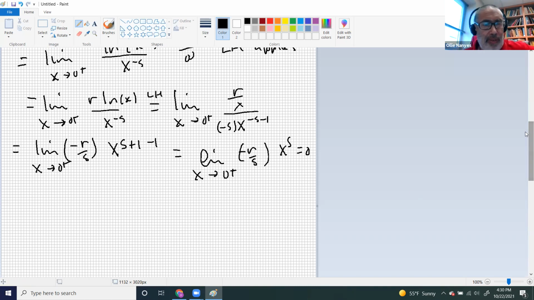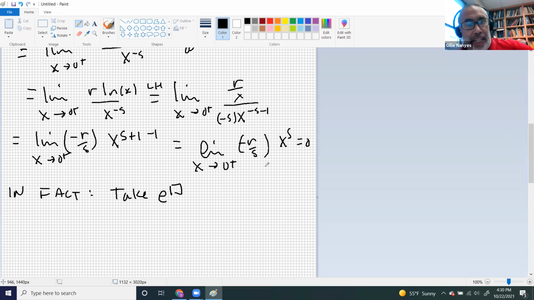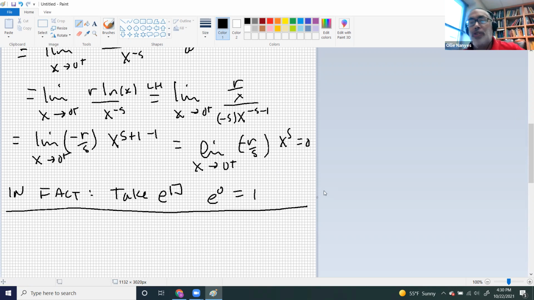So in fact, because remember we were looking at the log, we basically take e to that power, and we get e to the 0 is 1, and that's what a lot of these problems, of course, boil down to. Now it's a fact, and I'm not going to go into a proof here, but it's a fact.